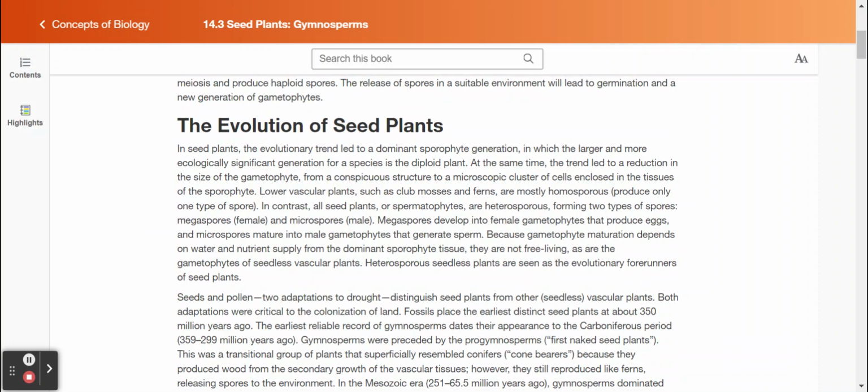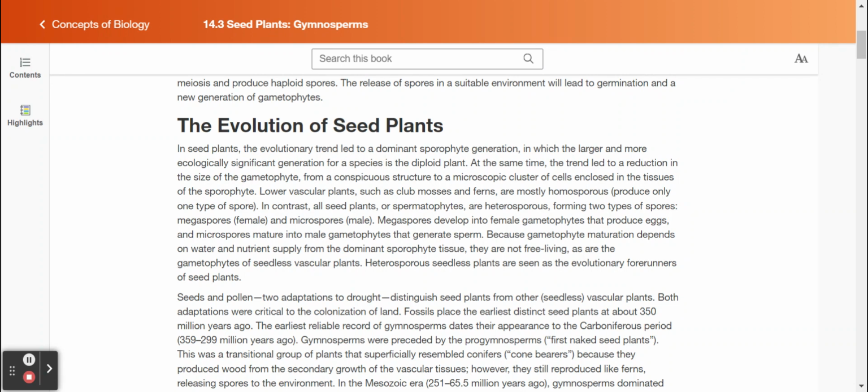The evolution of seed plants. In seed plants, the evolutionary trend led to a dominant sporophyte generation, in which the larger and more ecologically significant generation for a species is the diploid plant. At the same time, the trend led to a reduction in the size of the gametophyte from a conspicuous structure to a microscopic cluster of cells enclosed in the tissues of the sporophyte.